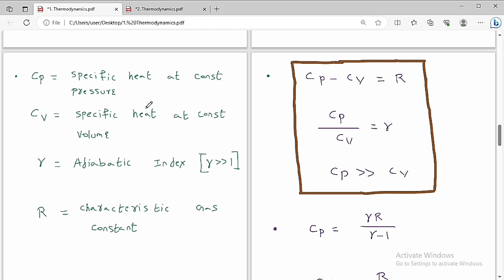And what is gamma? Adiabatic index, and its value is always greater than 1. And what is R? R is called the characteristic gas constant, or sometimes people call it the ideal gas constant or simply gas constant also.